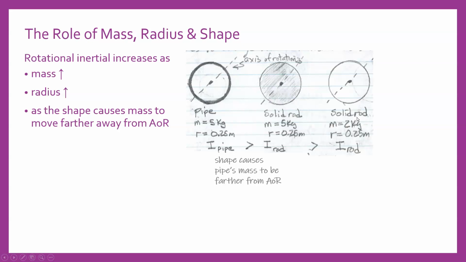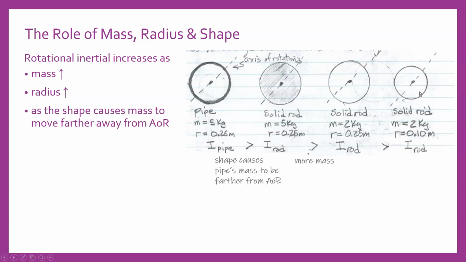Let's look at another comparison. Here, we also have a solid rod. I know I didn't fill it in here, but this is a solid rod. It has a radius of 0.25 meters, but instead of 5 kilograms, its mass is only 2 kilograms. This rod of 5 kilograms has greater rotational inertia than this rod because it has more mass.